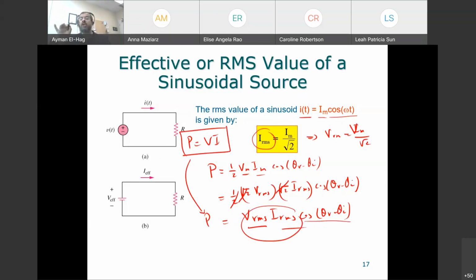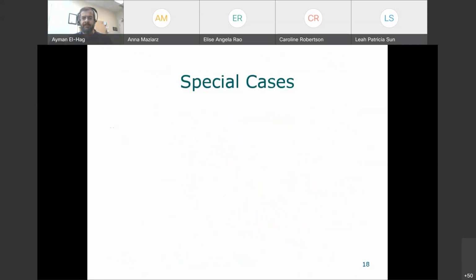And I will mention in the questions to avoid any confusion that the values of the voltage and the current are in RMS, so that there will be no confusion. So when it comes to power calculations, we don't use the peak value, but we use the RMS value in all of our calculations. Now let's have special cases. So let's write the formula here. P is equal to VRMS IRMS cosine theta V minus theta I.